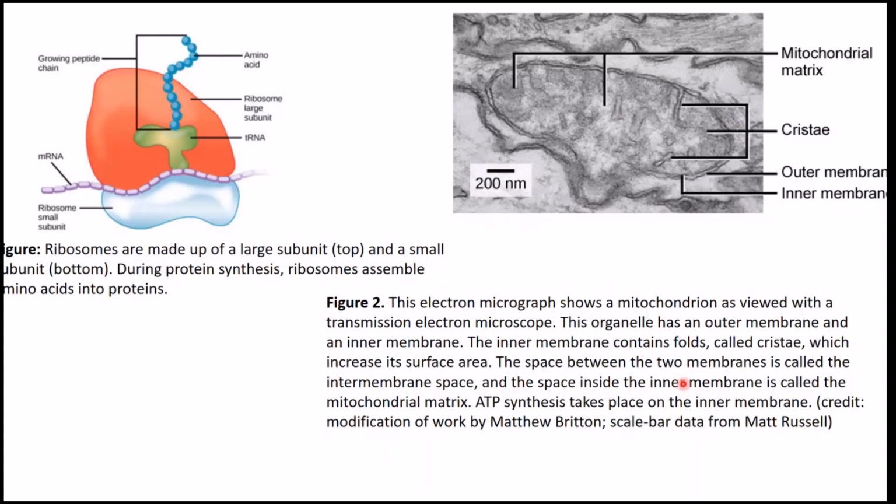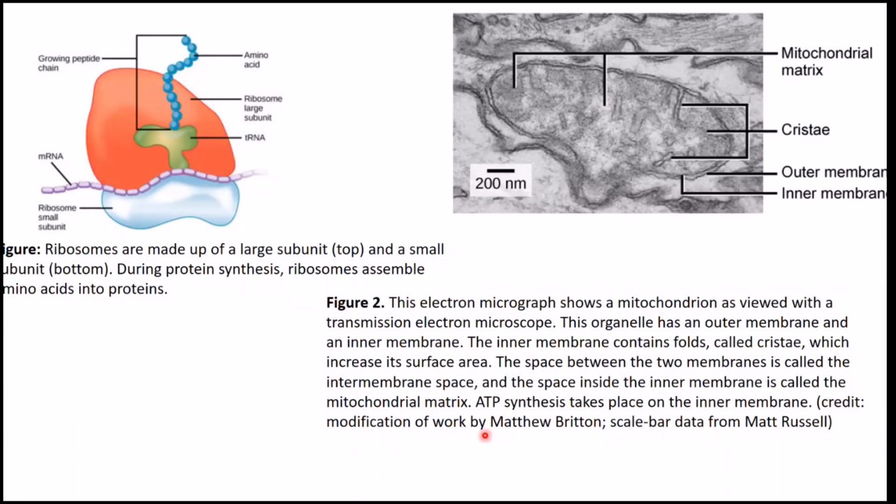So the importance of reading the description of a diagram is that you also find the function of these organelles, which is very significant because sometimes your examiner may just ask you a question based on the function or the definition of these organelles. The space between the two membranes is called the intermembrane space. The space inside the inner membrane is called the mitochondrial matrix. ATP synthesis takes place on the inner membrane.